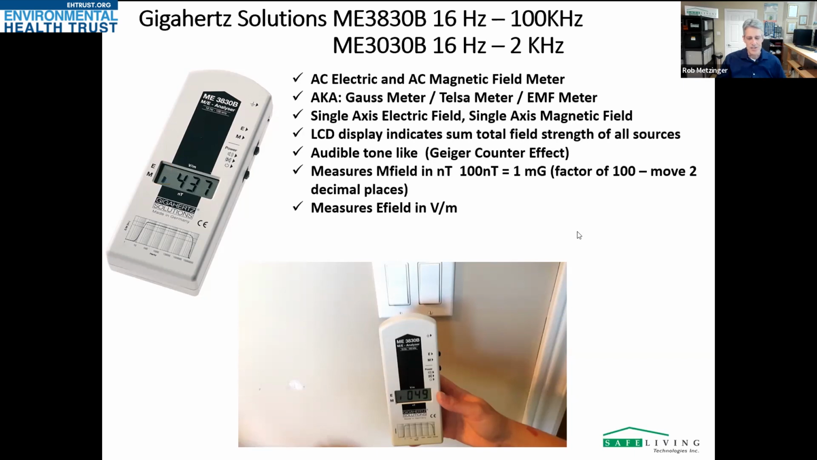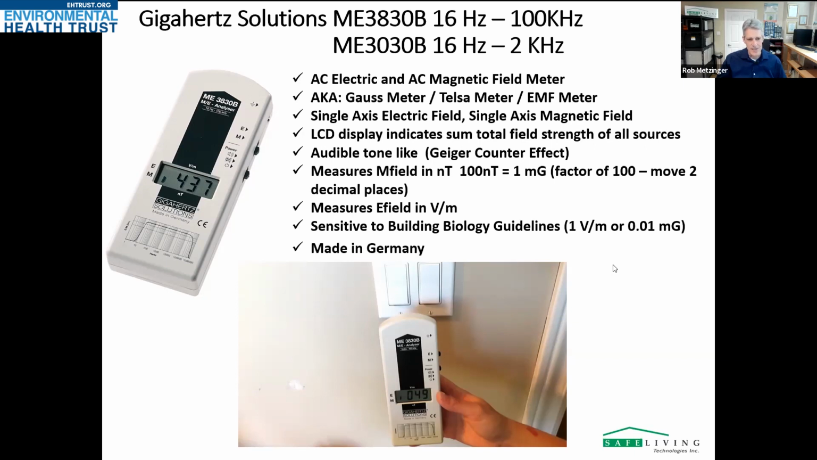So electric field is measured in volts per meter, and that's a standard unit of measurement for electric field. And it is sensitive down to building biology guidelines, 0.1 milligauss, or 1 volt per meter. And these are made in Germany. There's a 2-year warranty on these, 2-year warranty on our meters and watches as well too.